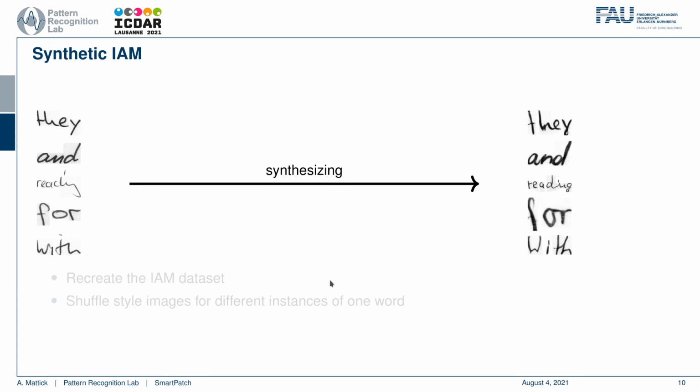For the further benchmarking, for the quantitative one, we use a synthetic EM approach. The idea is we just recreate the EM dataset. So for each word of a certain writer, we produce a word of the same writer. And we shuffle style images if we want different instances of a word. For example, if one writer has written a word 20 different times, we just shuffle the style inputs and get 20 different words. In general, we get at least 50 factorial different options, so that should be enough noise for our purposes.